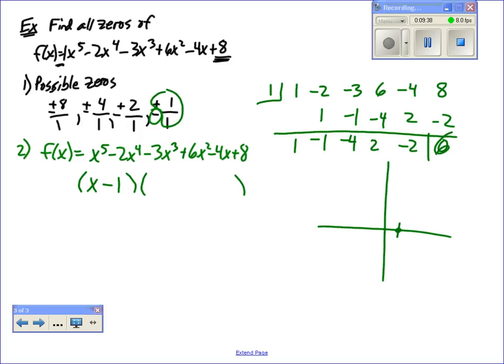Uh-oh, it's a 6. So that didn't work, right? So it's not a factor. So x minus 1, I go over here and I erase it. Nope, that's not a factor. So let's try, how about we try negative 1. Let's see if negative 1 works, right?